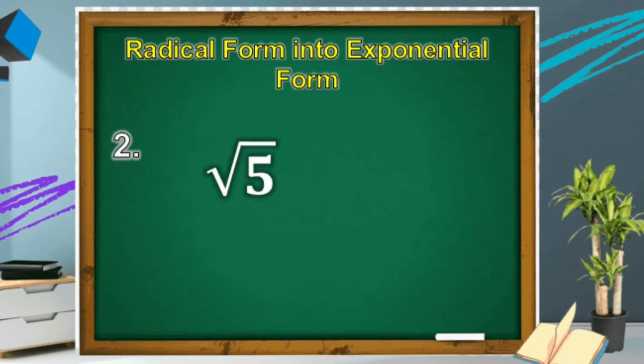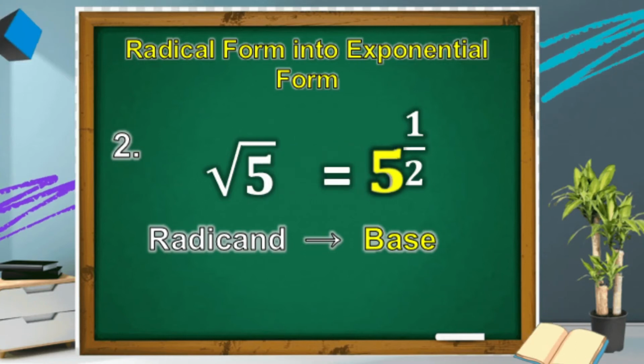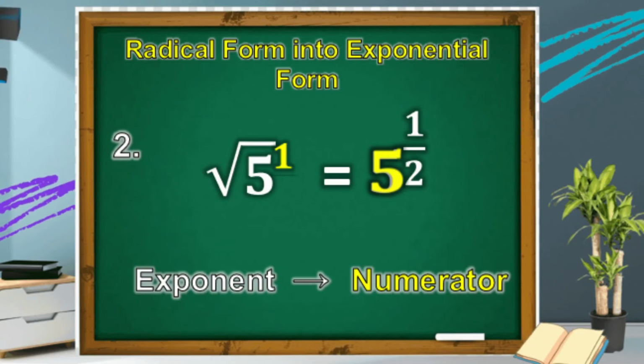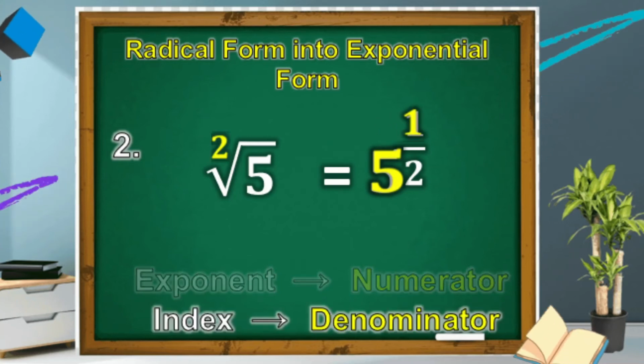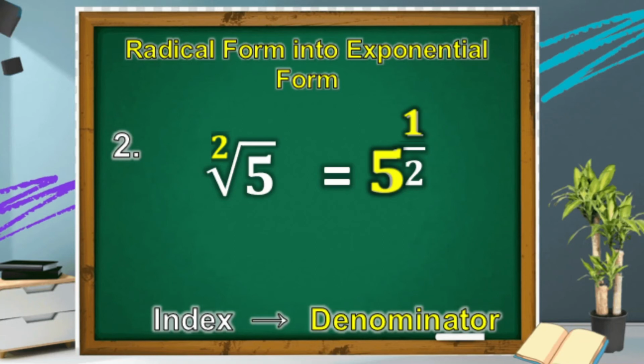And then, example number 2, square root of 5 can be written as 5 raised to 1/2. Paano yon? Si radicand 5, siya yung magiging base. And then, since 5 yan, meron niyang exponent na imaginary 1. No? Which is, siya yung magiging numerator. And then, since square root ulit yung given natin, meron niyang index na 2, which is imaginary. Siya yung magiging denominator.